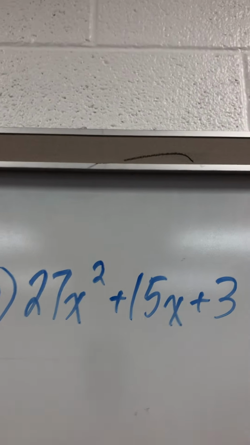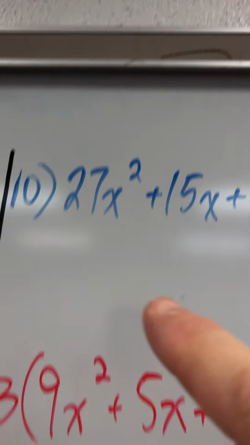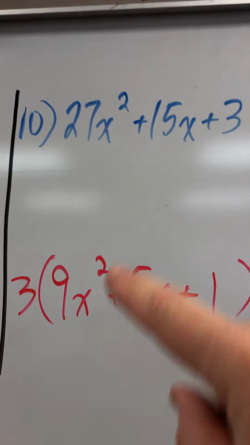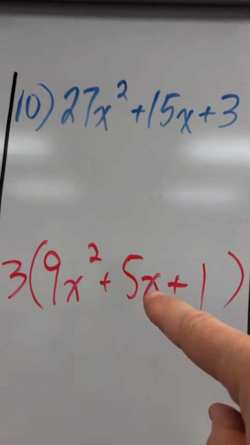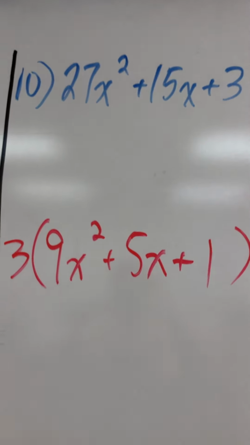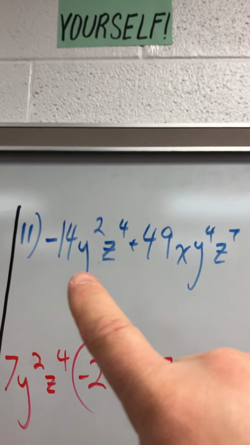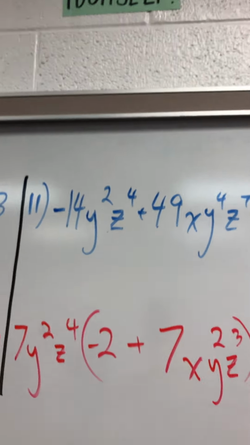What's common here? 3, right? If I take out 3, what's left here? 9. If I take out 3, what's left here? 5. If I take out 3, what's left? 1, right? Over here, what number goes into both 14 and 49? 7.